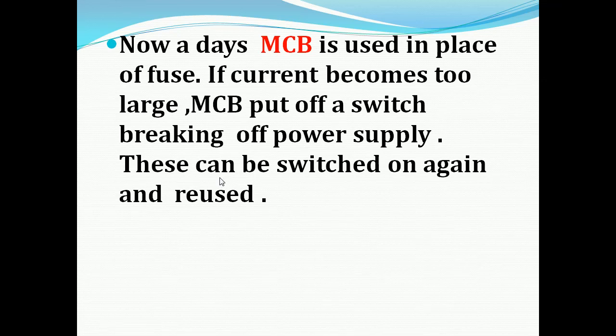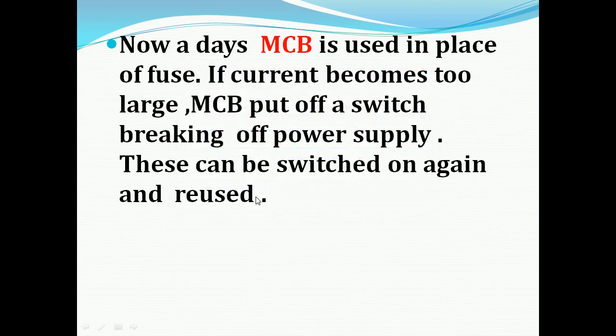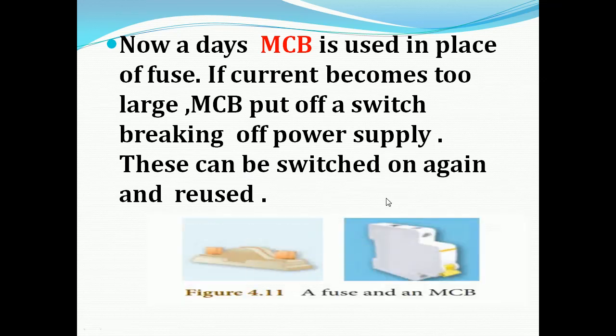So when there is an excess flow of current, the MCB automatically puts off a switch, breaking the power supply, and when the flow of current becomes normal, it can be switched on again and reused. Here in this picture you can see the diagram of a fuse and an MCB. Nowadays we are using mostly MCB.